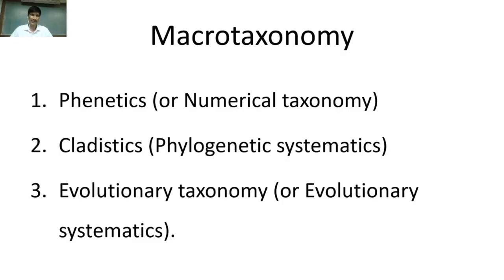Then the macrotaxonomy has different types. Macrotaxonomy is classified into five different types. The first one is phenetics, that means numerical taxonomy, then cladistics or phylogenetics.